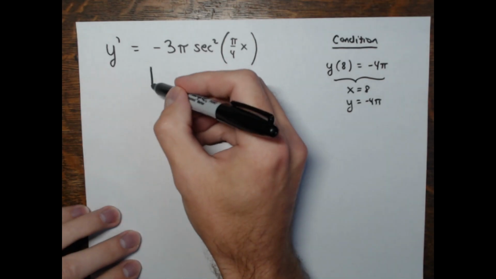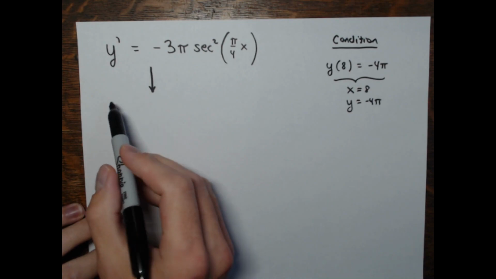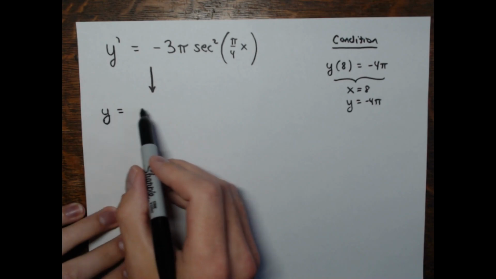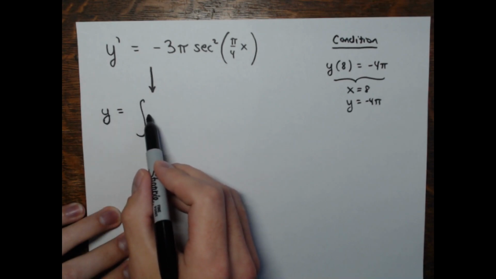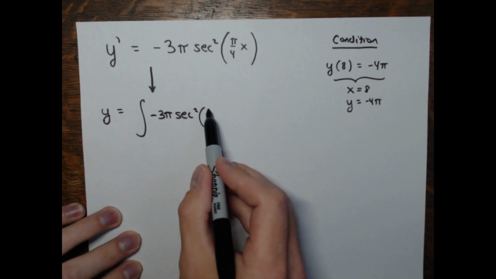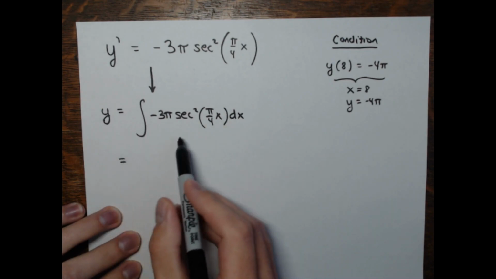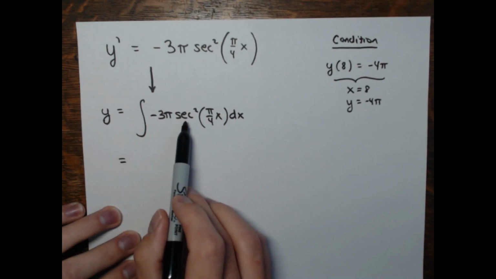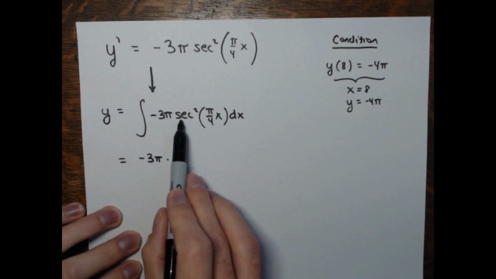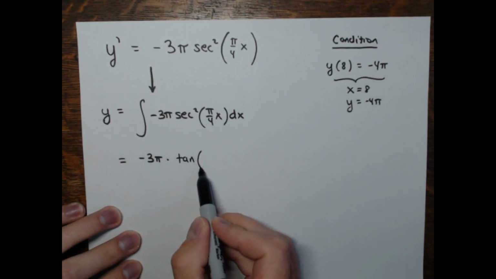So like the last example, first I'm going to find the general solution. We're just going to do the antiderivative of this. If this is y prime, then y must be equal to the integral of negative 3 pi secant squared of pi over 4 times x, dx. Now I'm not going to do a u-sub this time, because this will be negative 3 pi, a constant multiple. Then the integral of secant squared of something is the tangent of that thing, right?